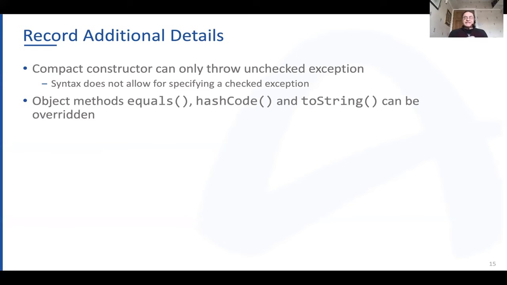In terms of the standard methods that you have with the object, equals, hashCode, and toString, you can override those within a record. So there's no problem with doing that. You can actually override them and everything will work exactly the way that you expect it to.